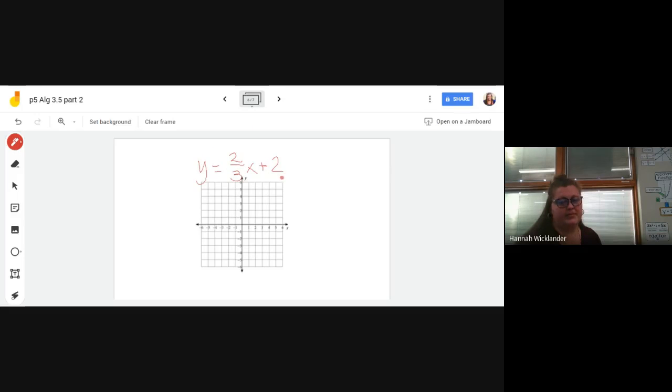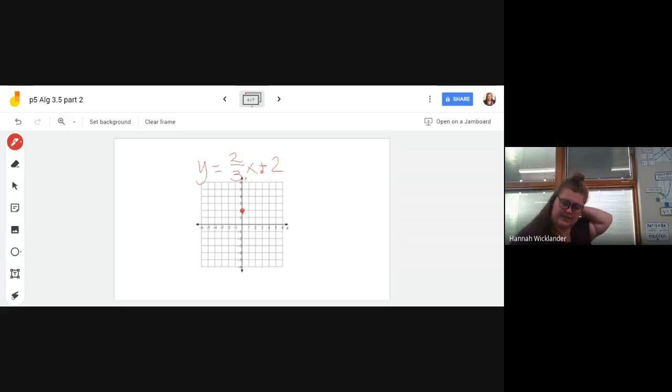It's in slope-intercept form. First, I'm going to find my y-intercept, which is 2, and that's going to tell me where to begin the line. So I'm going to come to my y-axis, which is the one that goes straight up and down, and I'm going to come to 2 and plot a point.